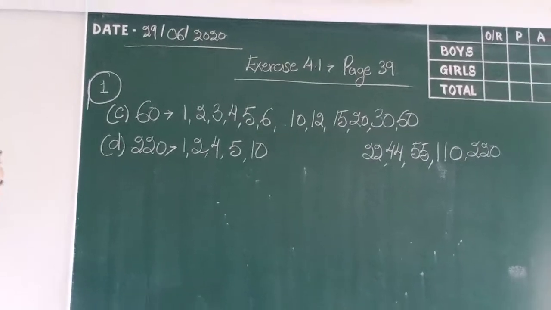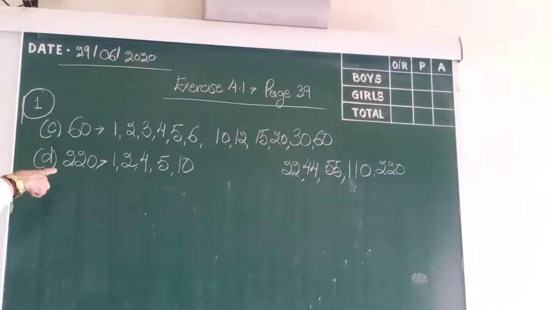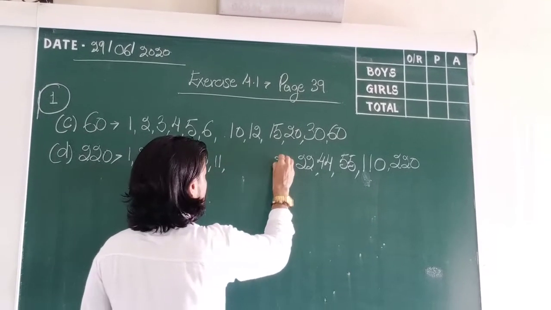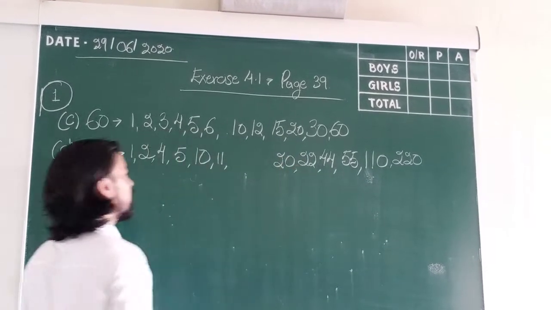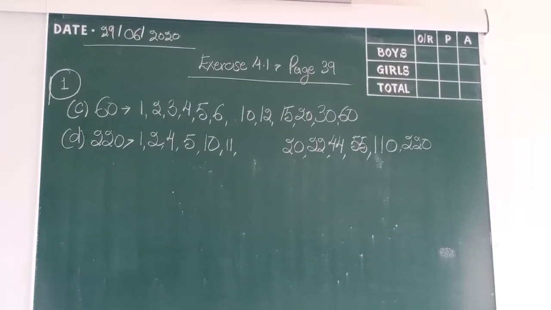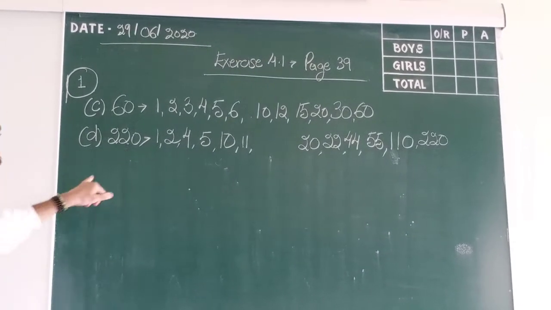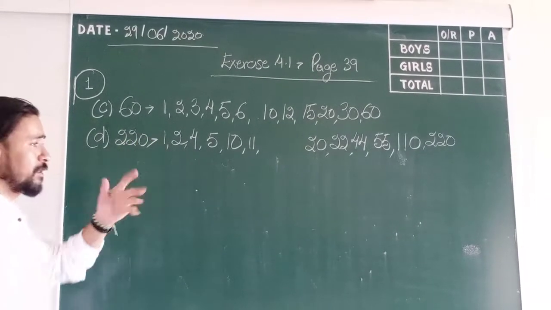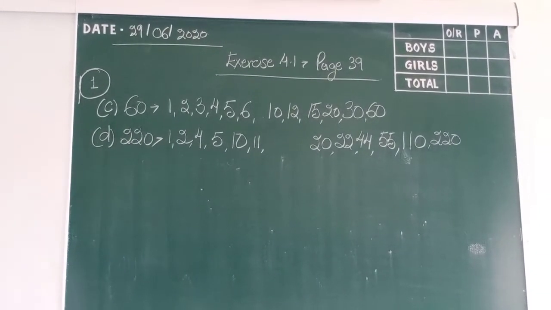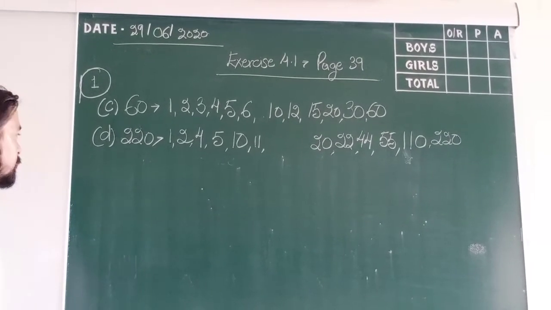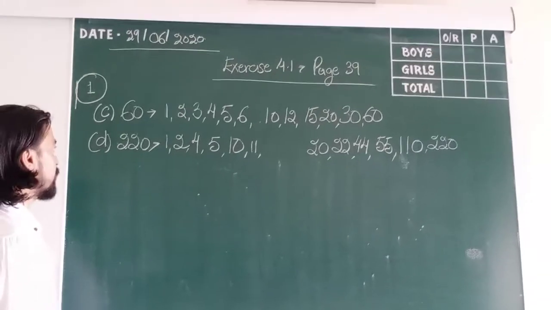Next number, 11. 11 twos are 22. Very clear. So 11 twos are 22, 11 zeros are 0. 11 times 20 is 220. 12 ones are 12. Remaining 10, no. 13, no. 14, no. 15.